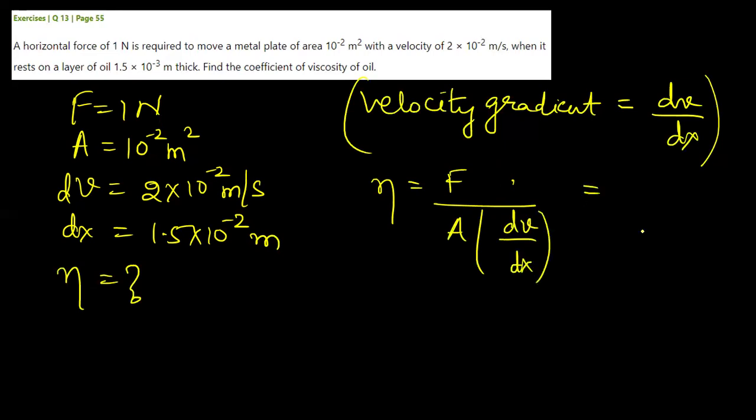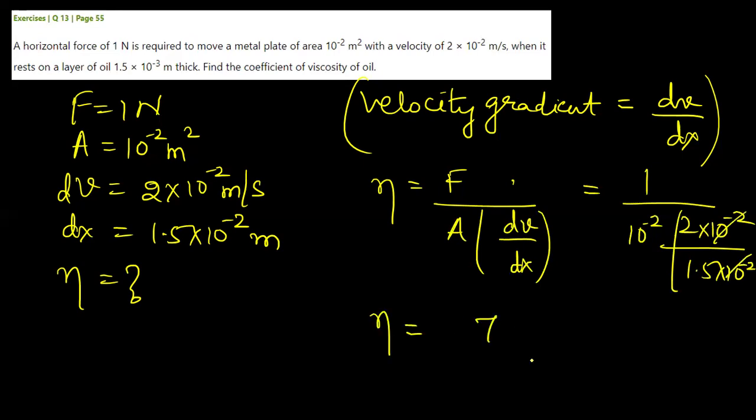That is the formula. Now put the value. F is 1 upon area 10 raised to minus 2. dv is 2 into 10 raised to minus 2 upon dx value 1.5 into 10 raised to minus 2. So 10 raised to minus 2 will cancel. When you solve this, you get the value for eta. The value for eta will be 7.5 Newton second per meter square. Students, please remember the units. Units are very, very important. So units are necessary.